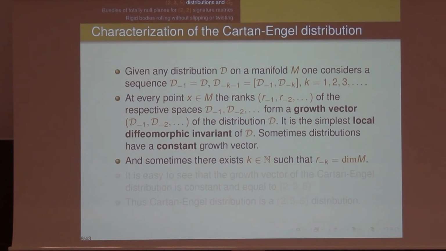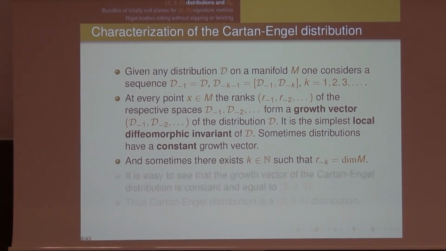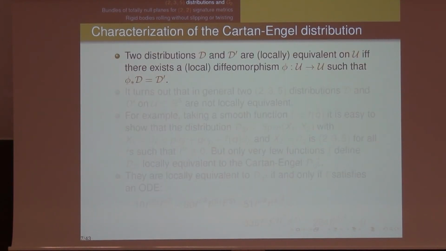It turns out that the Cartan-Engel distribution is precisely like this: it has constant growth vector. It starts with rank 2, which is your rank 2 distribution, then D minus 2 has rank 3, and D minus 3 already has rank 5, so the second commutator gives the entire tangent space. In this sense, the Cartan-Engel distribution is a 2-3-5 distribution. This is how they call it. This is an example of 2-3-5 distributions.